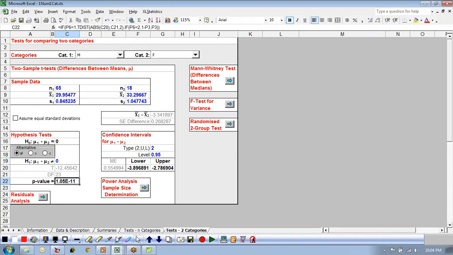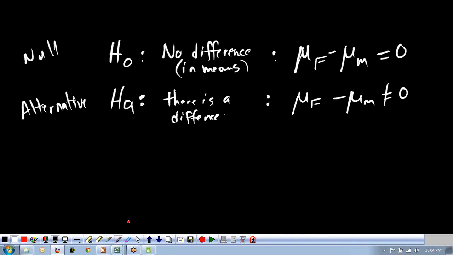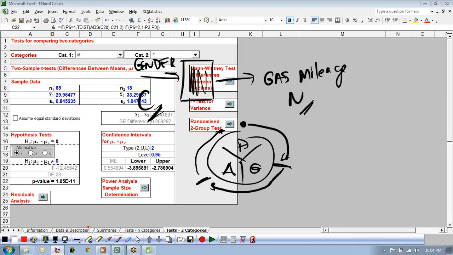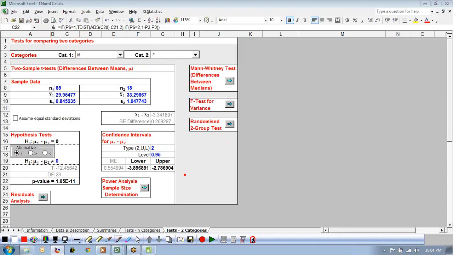So that's 0.000000, 1, 2, 3, 4, 5, 6, 7, got a few more, 0.000105. That's a pretty small number.